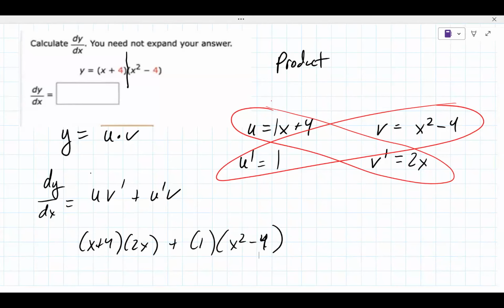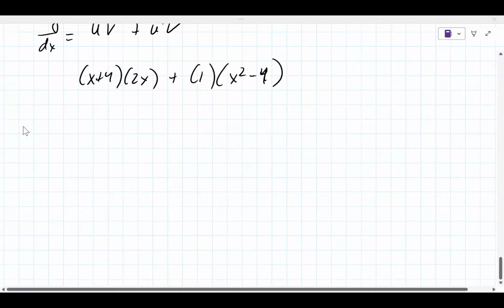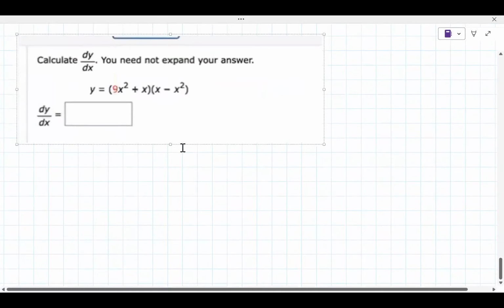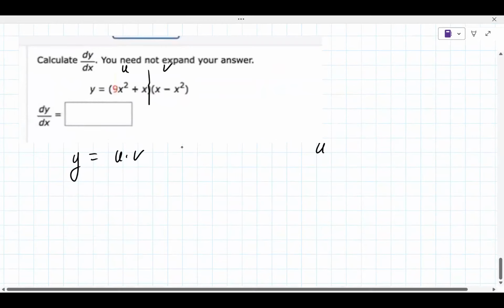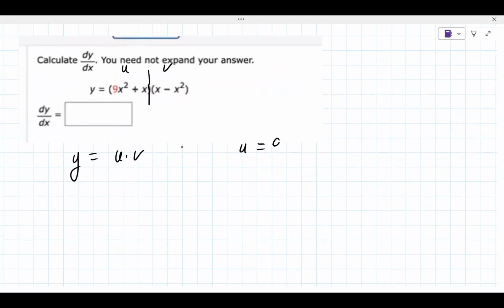All right, 8 is similar. Kind of the same thing here. You got a u and a v. Your y is u times v. Let me make some more room over here. U is 9x squared plus x. V is x minus x squared. Would you calculate the derivatives of this for us, please?